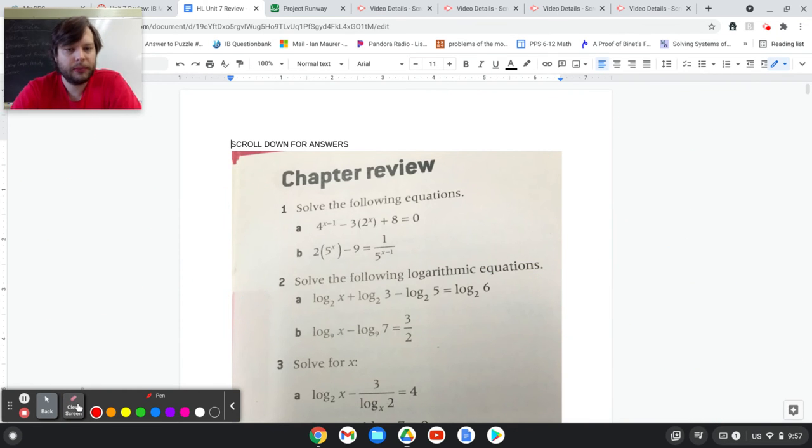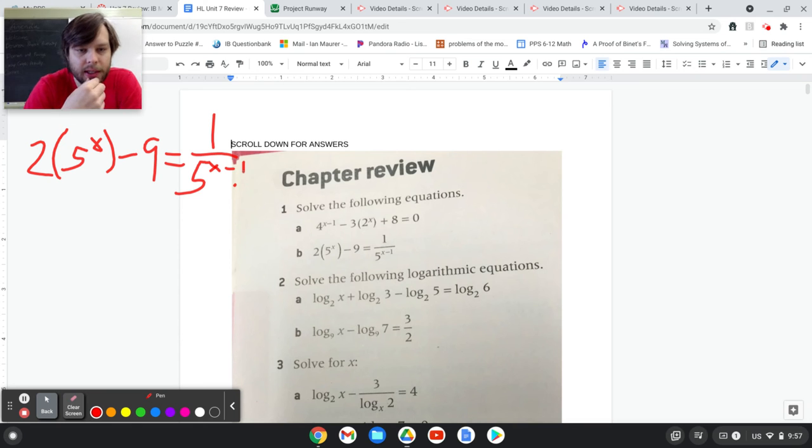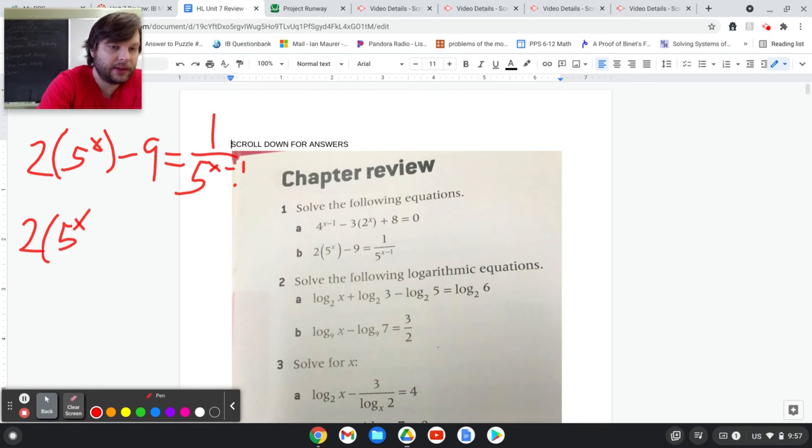All right, so problem B, probably a quadratic again, disguised, it doesn't look like it. Let's try it. So I don't like this fraction, so I'm going to multiply everything times 5 to the x minus 1. So I have 2 times 5 to the x times 5 to the x minus 1 minus 9 times 5 to the x minus 1 is equal to 1.